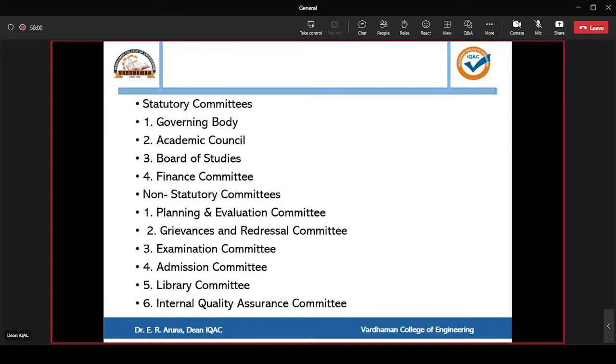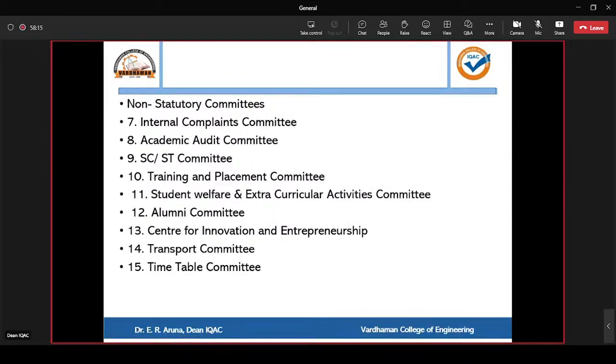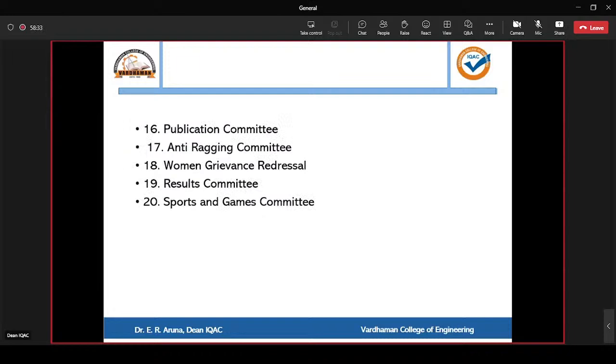And coming to non-statutory committees, that depends purely on the institutional functioning. So a few important committees I have listed here. One is planning and evaluation committee, grievance redressal committee, examination, admission, library, IQAC, internal complaints committee, which is very important and mandatory for AICTE, academic audit committee, SC/ST committee, training and placement committee, student welfare and extracurricular activities committee, alumni committee, center for innovation and entrepreneurship, transport committee, timetable committee, and a few more: publication, anti-ragging, women grievance redressal, results committee, sports and games committee, and so many more.